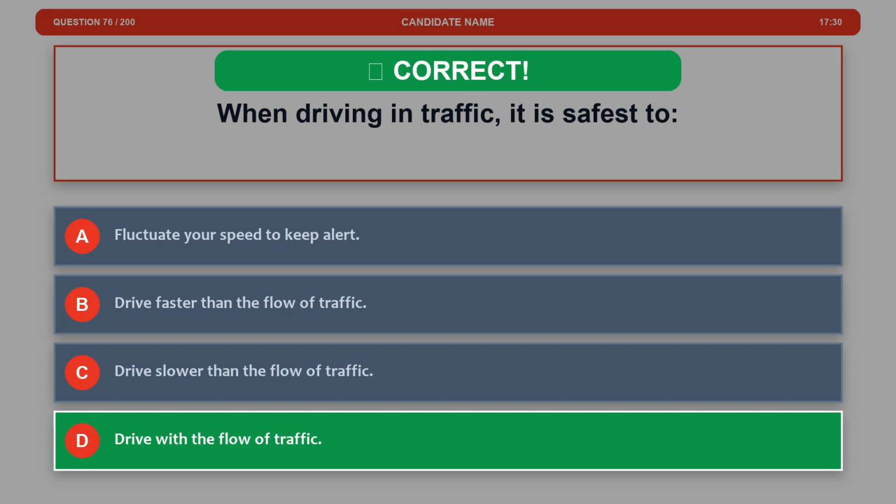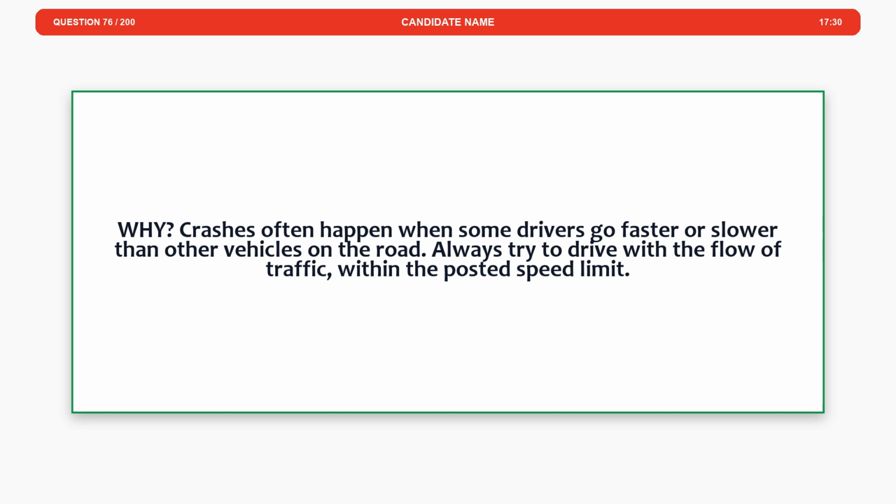The correct answer is option D, drive with the flow of traffic. Explanation. Crashes often happen when some drivers go faster or slower than other vehicles on the road. Always try to drive with the flow of traffic within the posted speed limit.